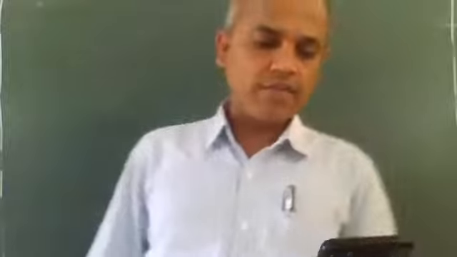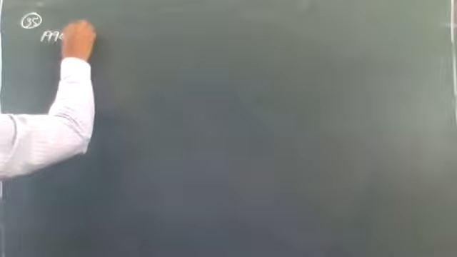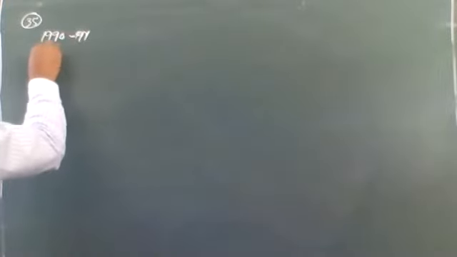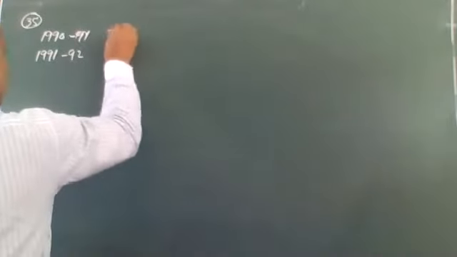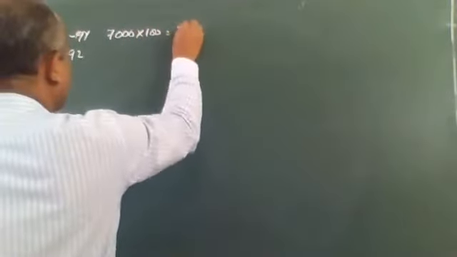Let's go through this 35th question. Ram Agency sold during 1990-91 and 1991-92, 7,000 units and 9,000 units at 100 each. So this is nothing but your sales. Question number 35. It gives 1990-91 and 1991-92. So in 1990-91, they have sold 7,000 units at the rate of 100 each. So it is equal to 7 lakhs.